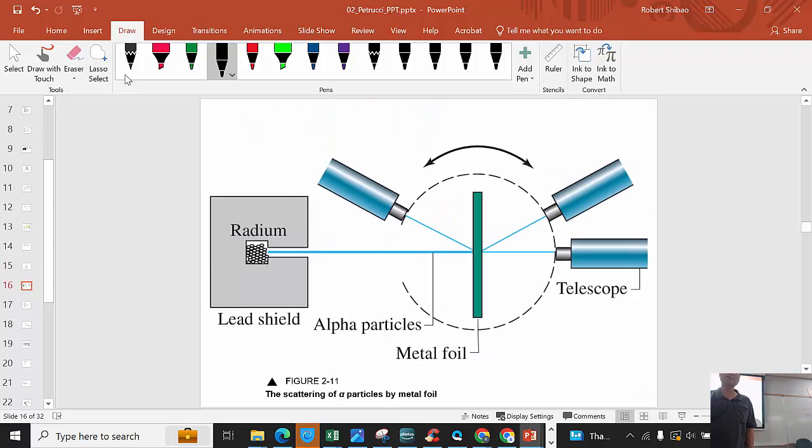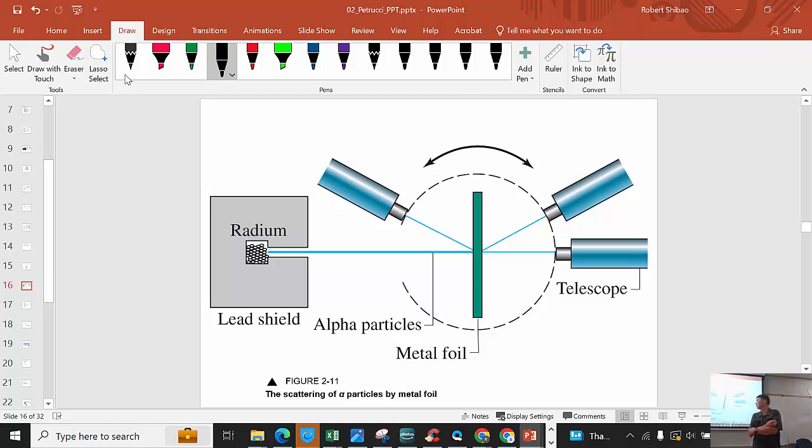Do you guys recognize this experiment here? The metal foil is usually gold. It's a very, very thin sheet of gold, and this is called the Rutherford gold foil experiment. And so there are two competing hypotheses: the plum pudding model and the nuclear atom model. And what was the evidence in support of the plum pudding model? Pretty much nothing, because the experiments supported the nuclear atom model.